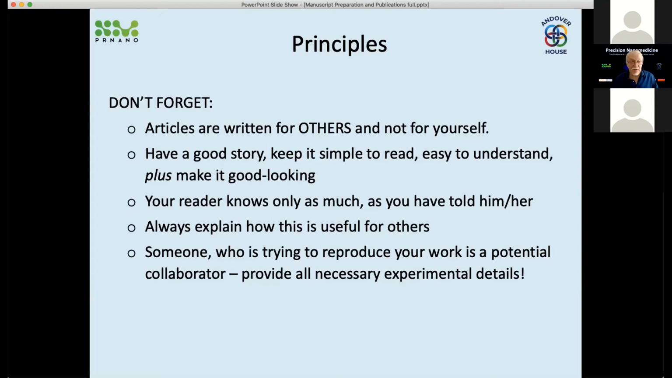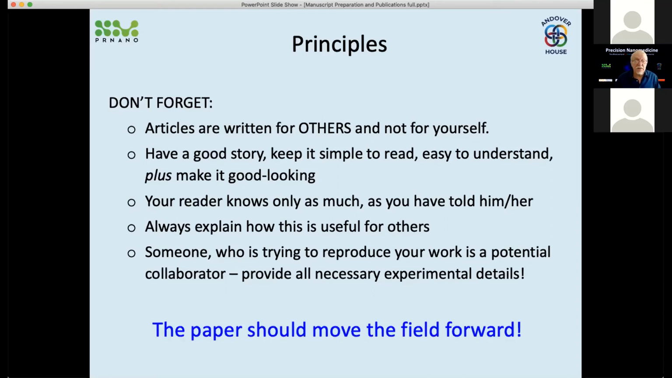And then the fifth one: someone who is trying to reproduce your work is a potential collaborator. And again, the more we are connected, the better we get. So provide all necessary experimental details. At least one example, even for a commonly used method, and describe it as an example: this and that was done this way and arrived at these numbers. And most importantly, in my opinion, the paper should move the field forward.